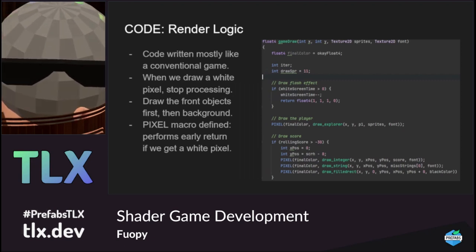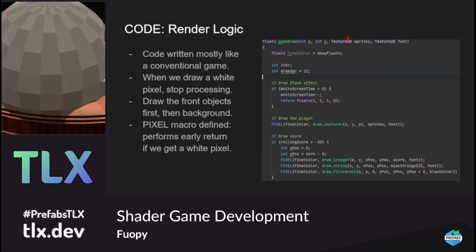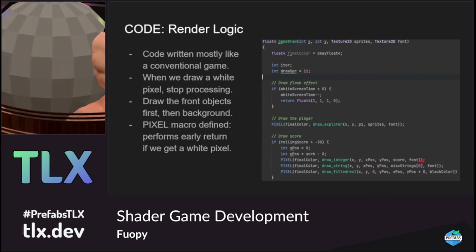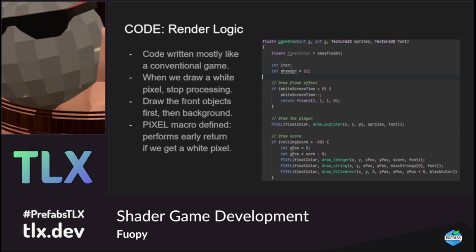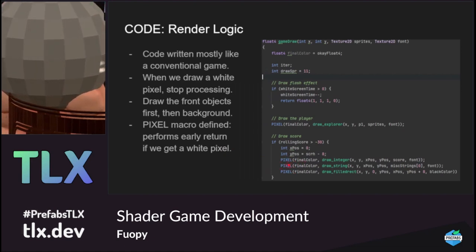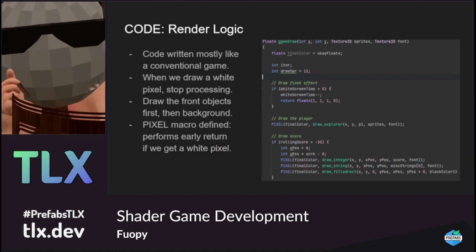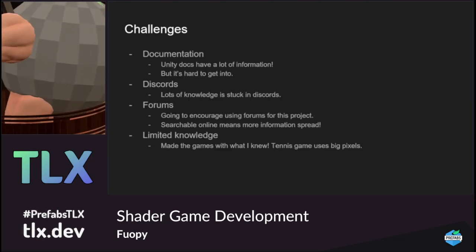So moving on, we've got our render logic. This is something I'm also happy about. Once again, it looks pretty similar to standard C++ code. If you didn't see things like float4, you might mistake it for C++ code. There's not too much special going on. You'll see I have library-like functions: draw integer, draw string, draw filled rectangle. Literally the primitives that I talked about earlier that are missing when you're working in shaders, there they are. And there's the pixel wrapper doing the early return thing that I talked about earlier. And pretty much that's it. That was the render shader.